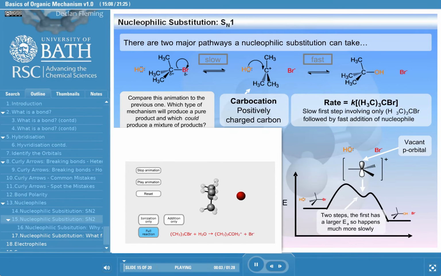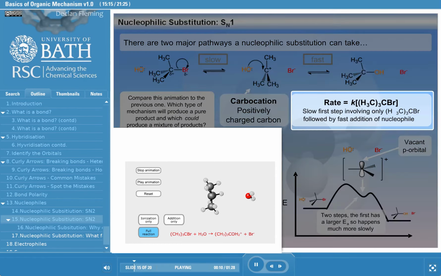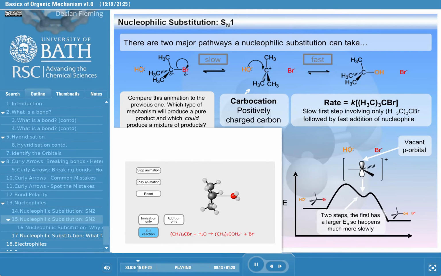Another pathway a nucleophilic substitution can follow involves two different steps. The rate equation shows that only the haloalkane is involved in the rate-determining step, so something must happen to that molecule which has a large activation energy and is therefore slow before a second, faster step with a lower activation energy can proceed. In this case, the slow step with a large activation energy involves the breaking of the carbon-bromine bond and happens independently of the hydroxide ion. This leads to the formation of a reactive carbocation which the hydroxide ion can attack to form the product.